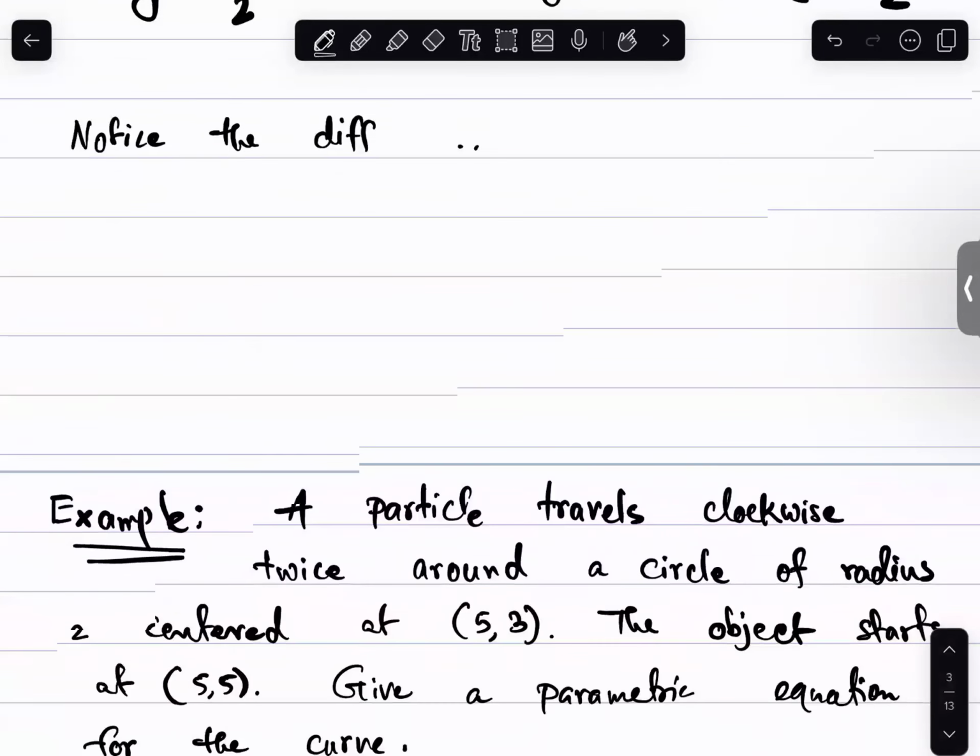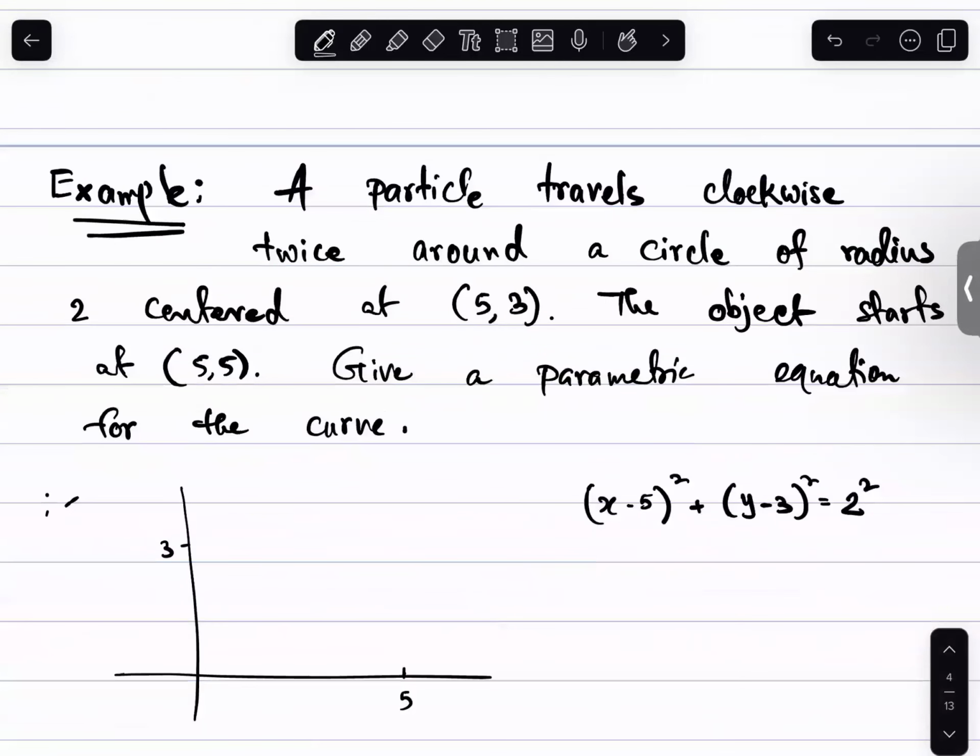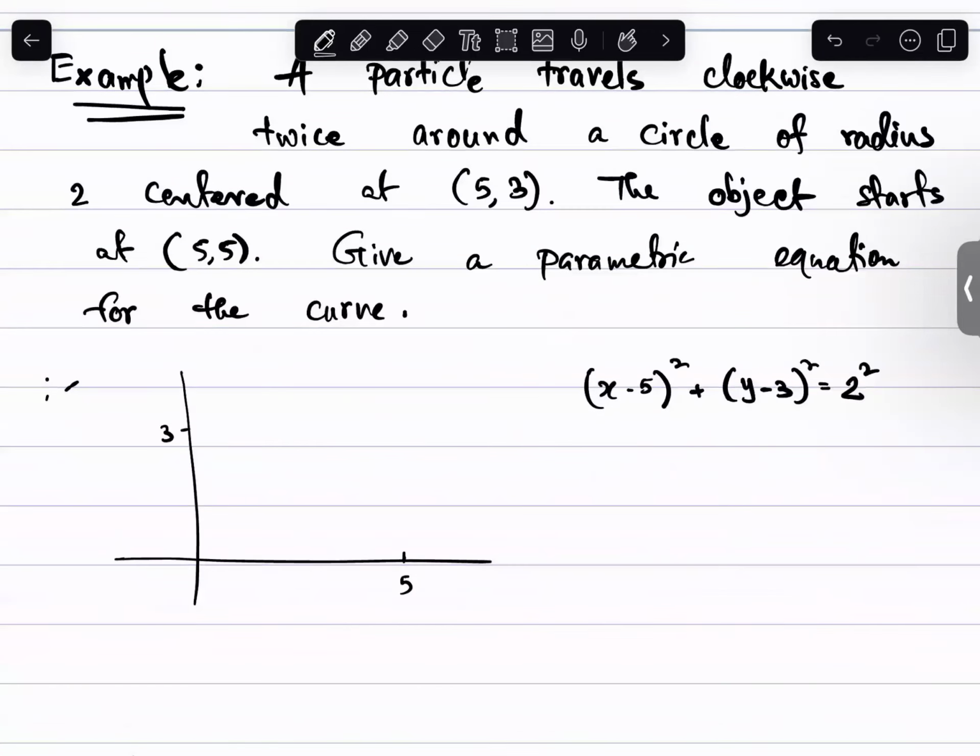Okay, now the next example. In this example, it is said that a particle travels clockwise twice around a circle of radius 2 centered at 5, 3. So in Cartesian coordinates, the xy equation of the circle will be like this. This will be the formula for the circle, right? Because 5 and 3 are the center of the circle and the radius is 2. So therefore this is the equation of the circle.